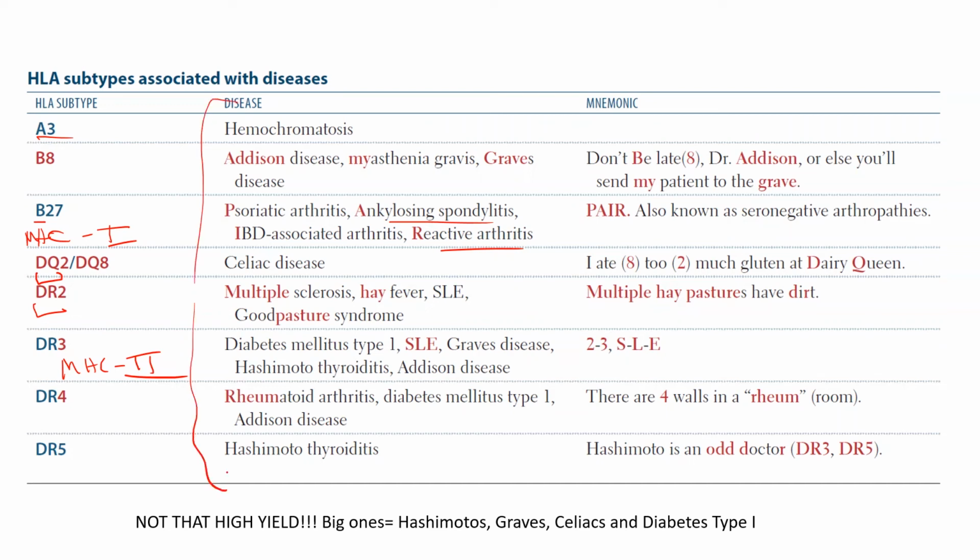These are just random specific types of MHC class 1s that are associated with these diseases and stuff, and you'll learn those later. For those who are studying for Step 1 and listening to this at a later time, this is decently high yield, but don't waste too much time on it. Make some flashcards, memorize them, and that's it.